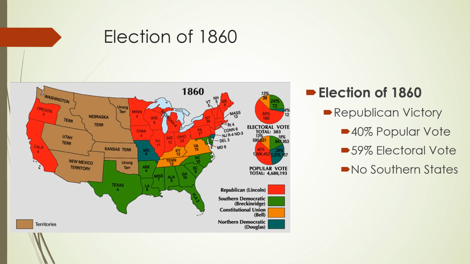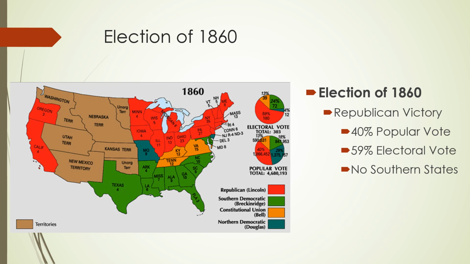Abraham Lincoln wins the election of 1860. But look at the popular vote. Lincoln only got 40% of the popular vote. All right, that means 60% of the nation did not vote for Lincoln.